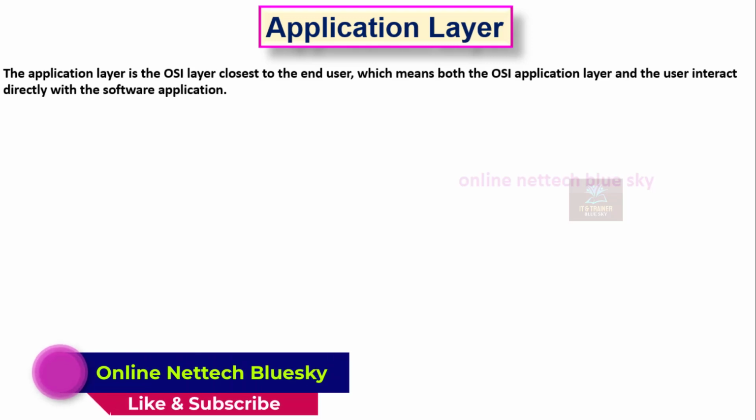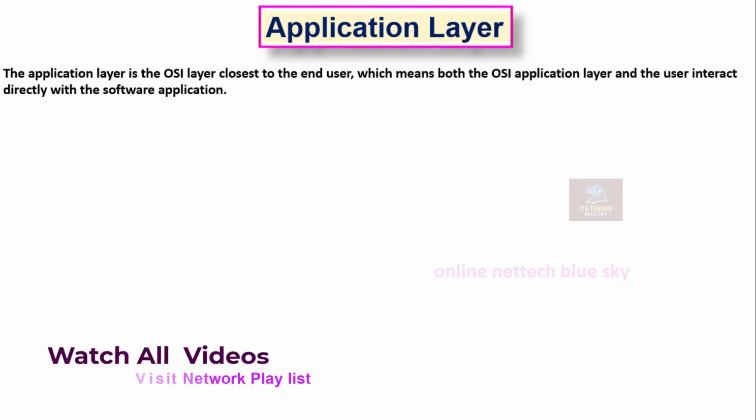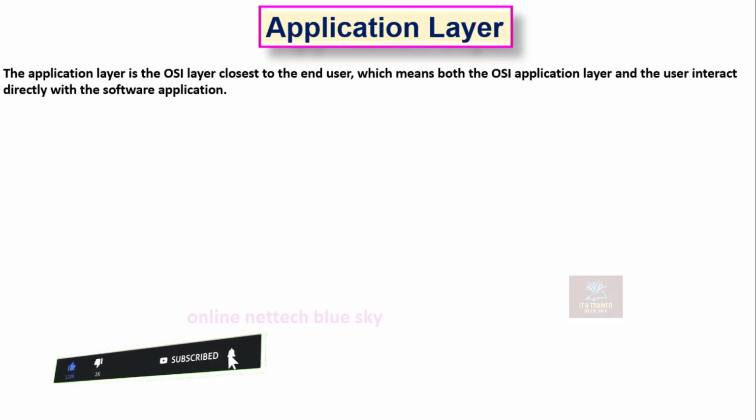So the OSI application layer is the closest to the end user, which means both the OSI application layer and the user interact directly with a software application. Without software you cannot create any data. Without a program you cannot create any file, folder, or message you want to type. Even typing hi, hello, anything, you need applications and software. So software applications are very important.